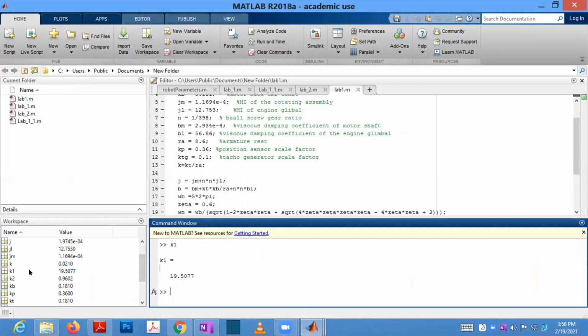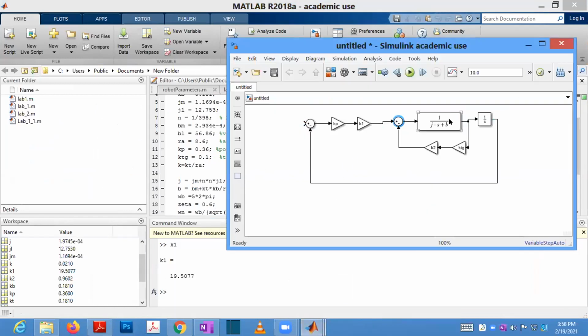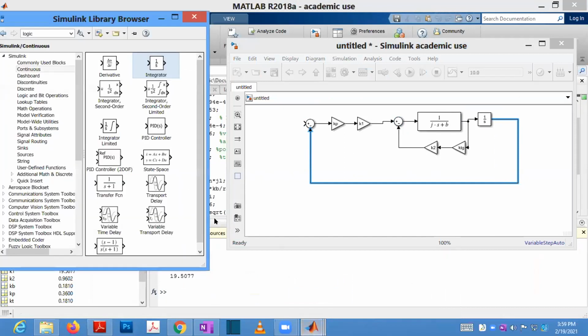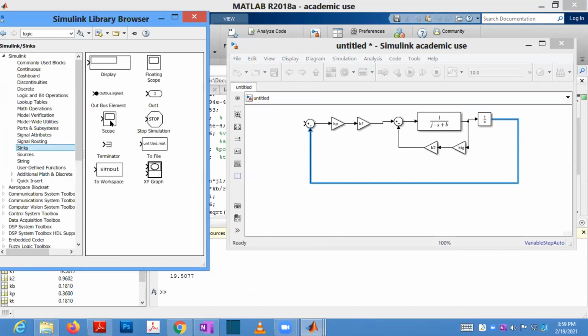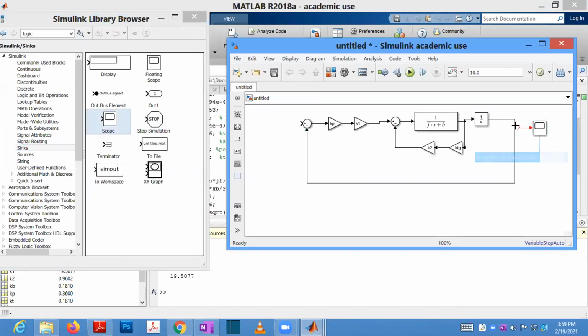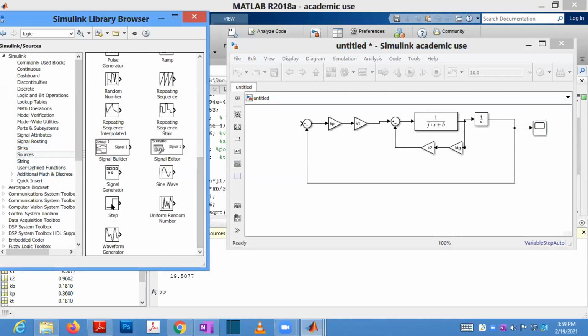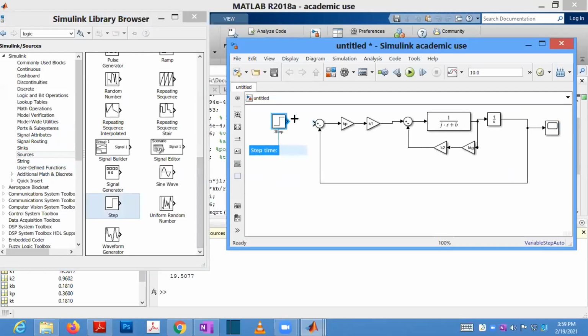So I am using small j and small b here. Small j, small b, like that. If you are using capital values, you have to enter capital J and B here. I am using KP, K1, everything in small letters. So whatever names you used in that .m file, you have to use those. And a scope, and from sources, you have to use step or something. Up to this, you complete it.